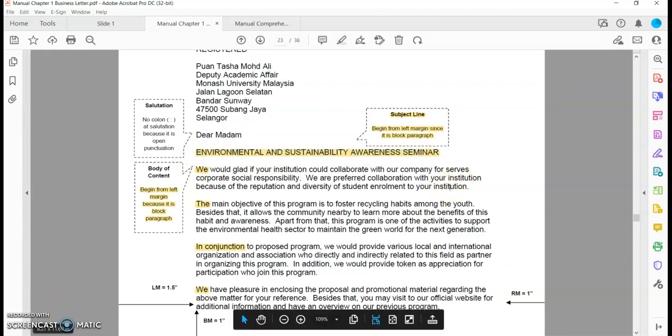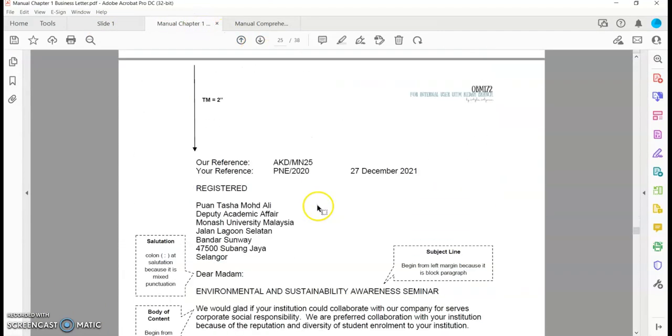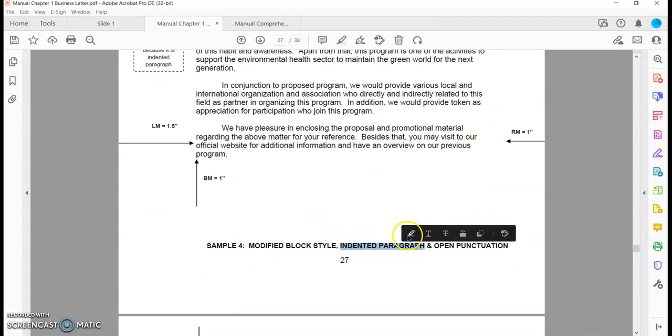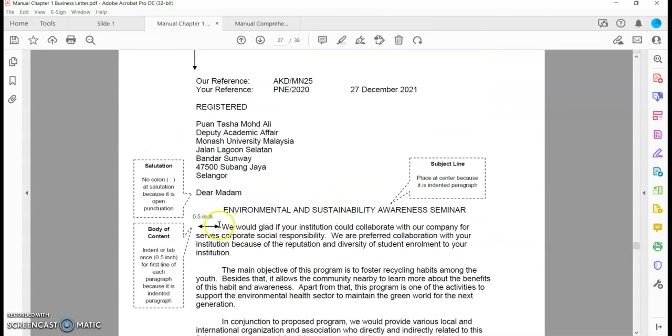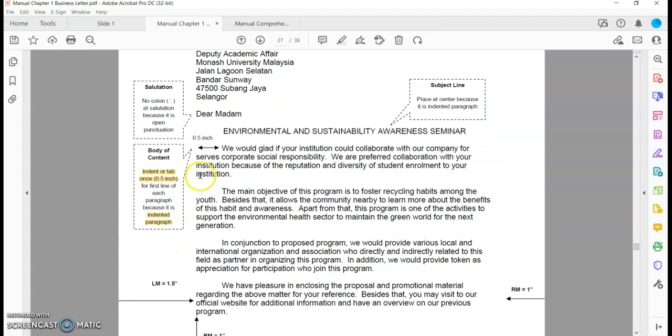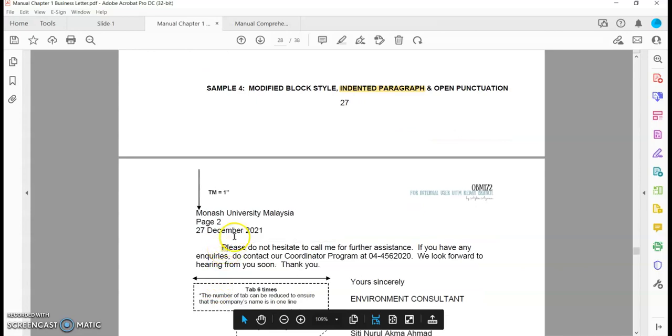Okay, how about the indented paragraph? Let's have a look here. Indented paragraph is whereby, you can see the sample in your manual. This is an indented paragraph, at which you can see here the body of content or the paragraph will be indented or tabbed once, which is equivalent to 0.5 for the first line of each paragraph because it is an indented paragraph. So we will tab once and then type the sentences or the paragraph itself. It will begin 0.5 from the left margin, so you can use the function of tab. That is number one.